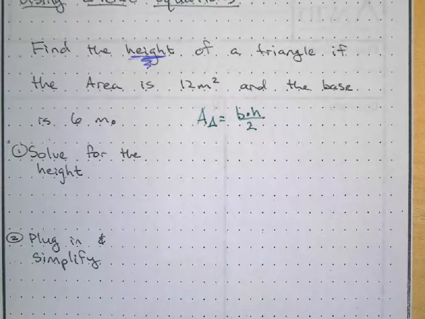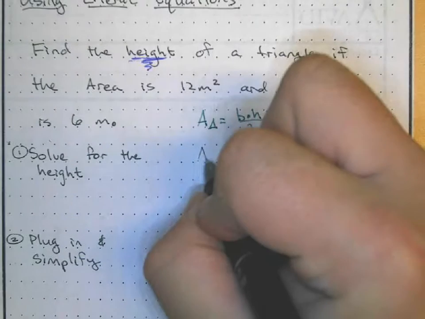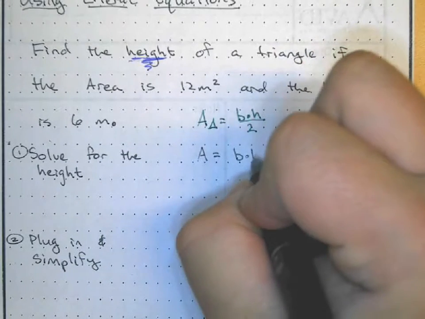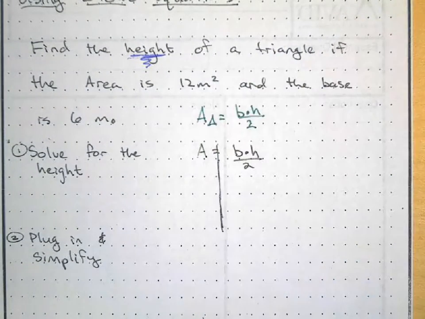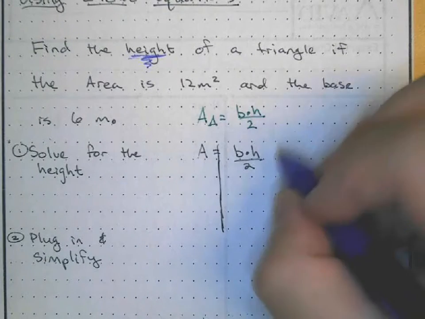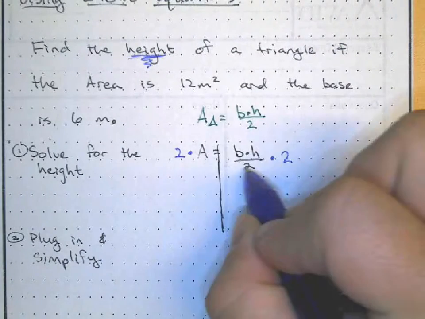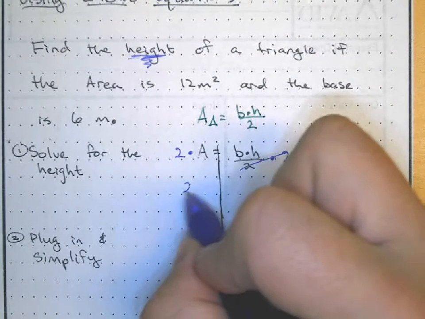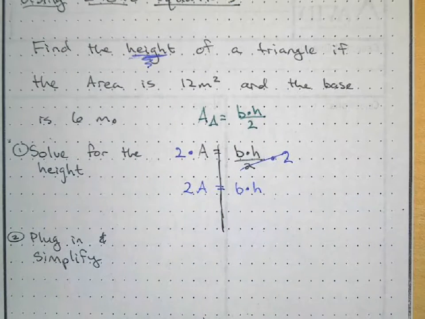So to do that, I'm going to write my equation again. So I have area equals base times height divided by 2. We'll draw our line for organization, and we'll start solving. So the first thing I want to do is get rid of my division. So I'll multiply both sides by 2. That cancels, and now I have 2a equals base times height.